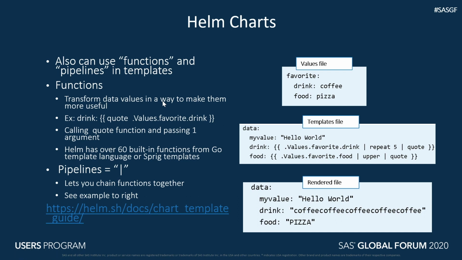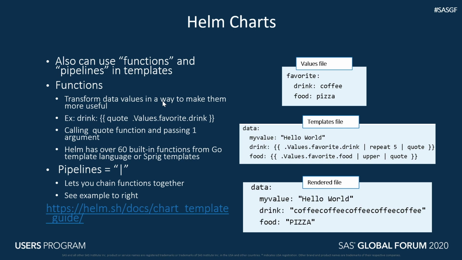You can also use functions and pipelines in our templates in Helm. That means we can define the values in the values file, but we also have functions to transform data to make it more useful, to do things like repeating it multiple times, putting it in quotes, even adding numbers to initial starting values. There are lots of different functions that we can leverage from the Sprig libraries. So functions transform data values in a way to make them more useful.